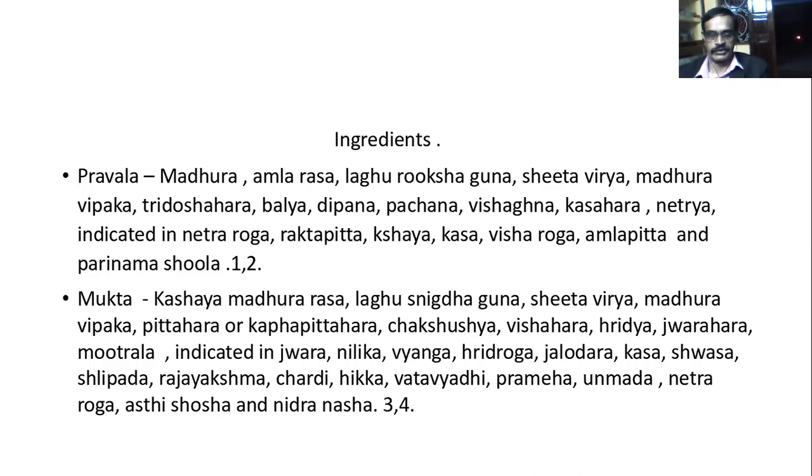So, ingredients one by one, let us see the actions. Pravala: Madhura Rasa, Amla Rasa, Laghu Ruksha Guna, Shita Virya, Madhura Vipaka, Tridoshahara, Balya, Deepana, Pachana, Vishaghna, Kasahara, Netriya, and indicated in Netraroga, Raktapitta, Kshaya, Kasa, Visharoga, Amlapitta, and Parinama Shula. And Mukta Bhasma: Kashaya, Madhura Rasa, Laghu, Snigdha Guna, Shita Virya, Madhura Vipaka, Pittahara, Chakshushya, Vishahara, Hridya, Jwarahara, Mutrala, indicated in Jwara, Nirika, Vyanga, Hridroga, Jalodara, Kasa, Shwasa, Shlipada, Rajayakshma, Chardi, Hikka, Vatavyadhi, Prameha, Unmada, Netraroga, Asthidosha, and Nidranasha.